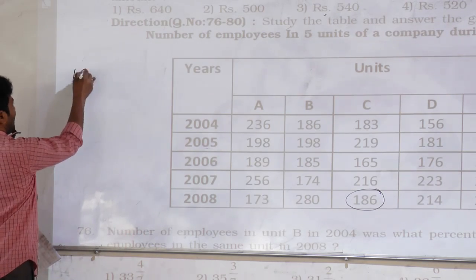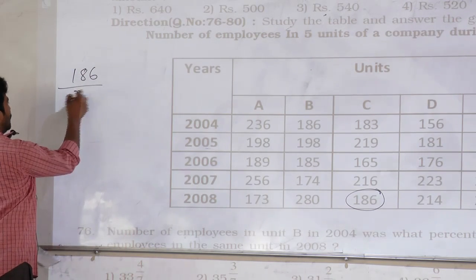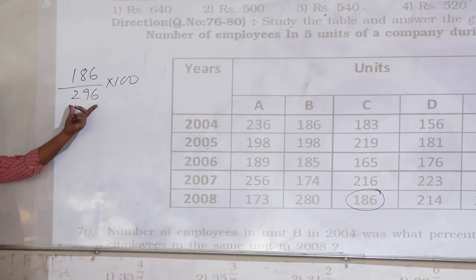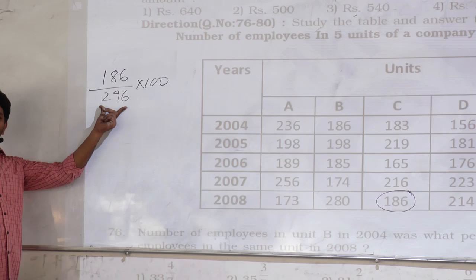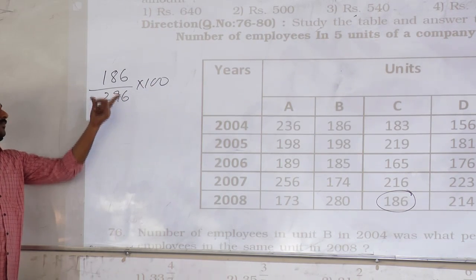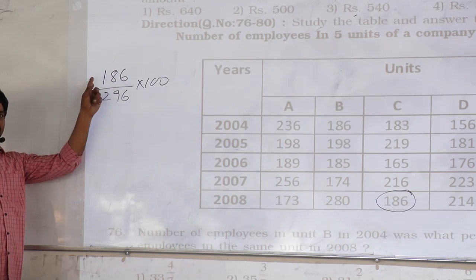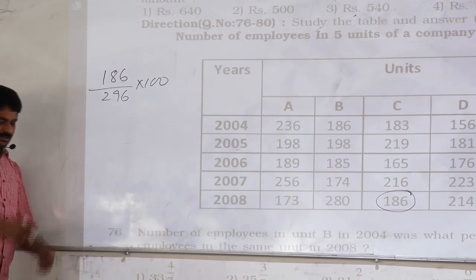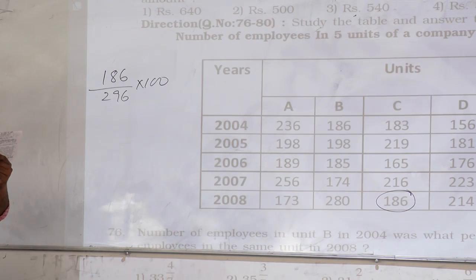Right. So we have 186 out of what? 296, percentage, right? So into 100. For timing, can you treat this number as 300? 100 by 300, 3. 186 by 3, 6 times, 2 times. Near about 62%. Look at your options. 62 or 63. 63. You're asked about nearest integer. Yes or no?